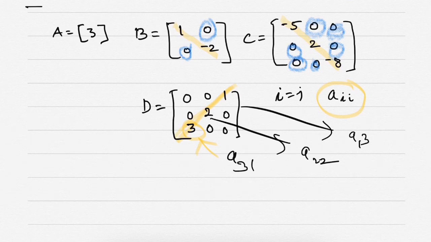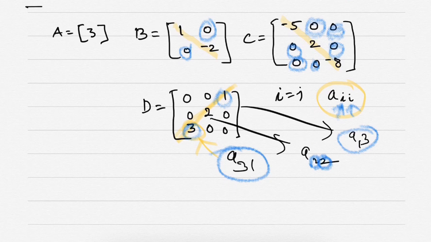First one: 3 is the third row, first column, A31. Second is okay. Why? Because in this case the number of rows and columns are equal, but in the first and last case the number of rows and the number of columns are different. So these elements do not belong to the diagonal.